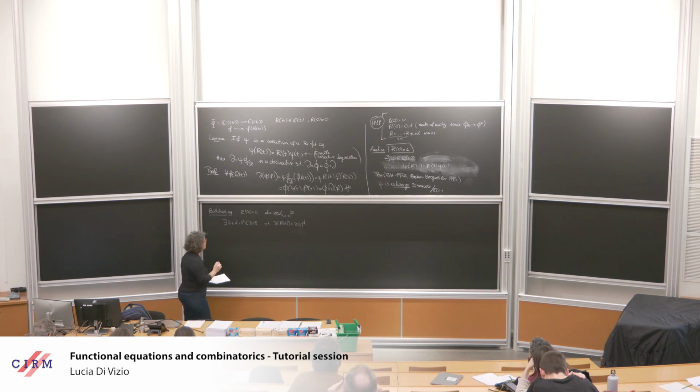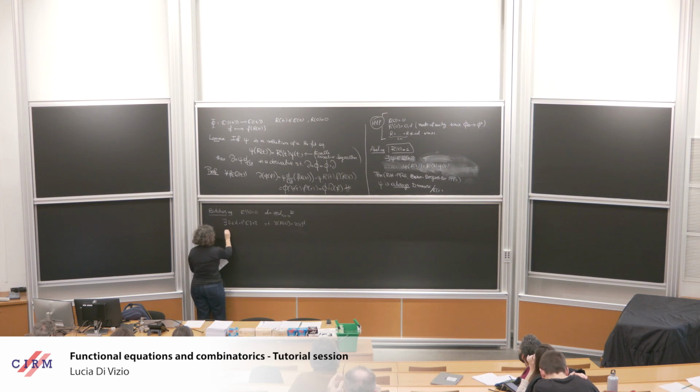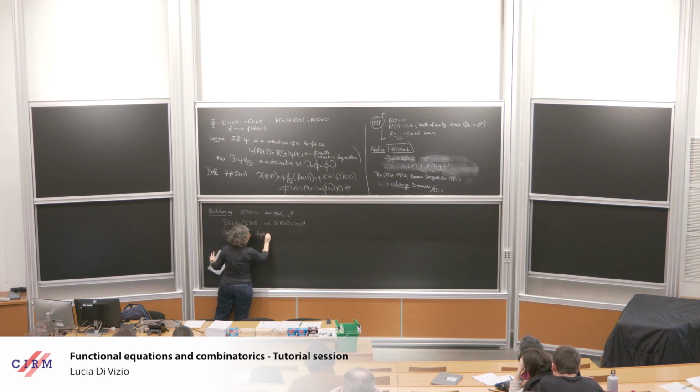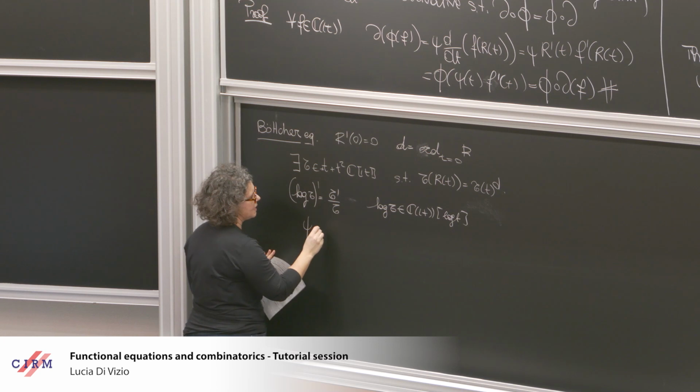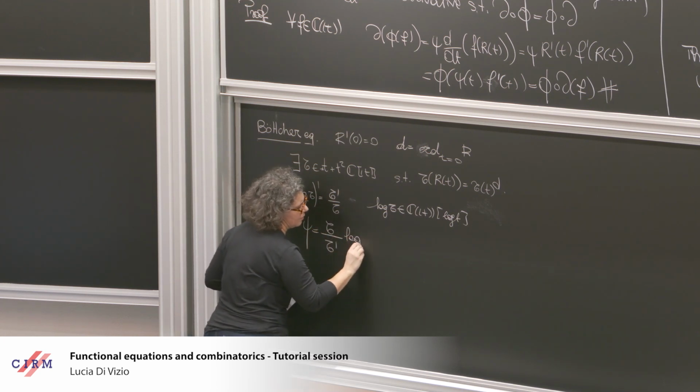And to solve this, you need something more. You need a logarithm, meaning that if you call log tau the primitive of tau prime over tau, then log tau belongs to C of t, log t. And so psi looks something like this, tau over tau prime log t.